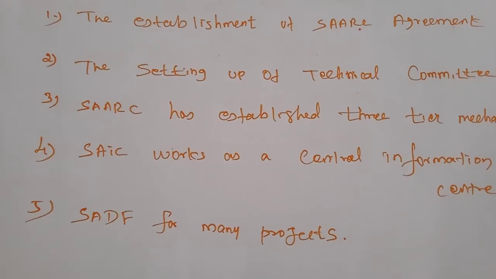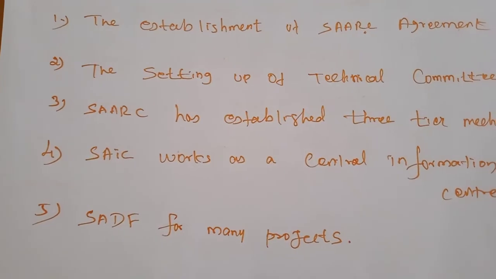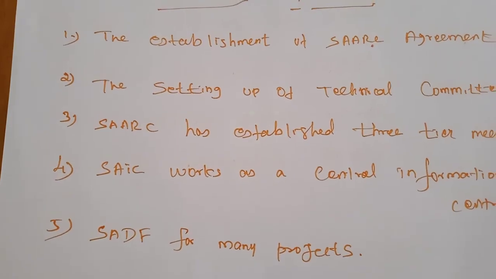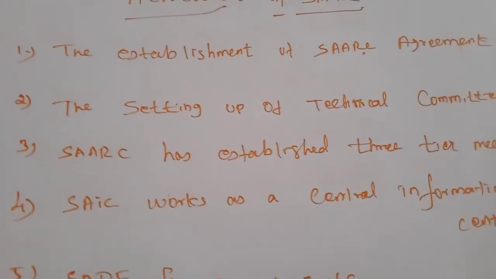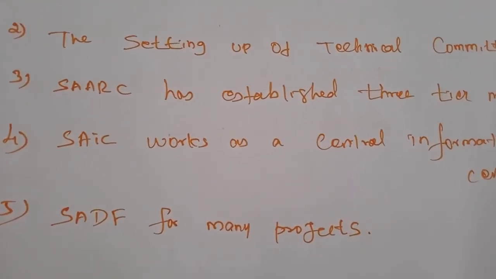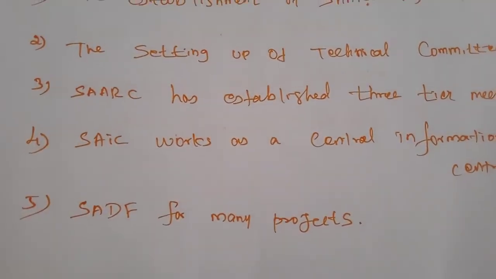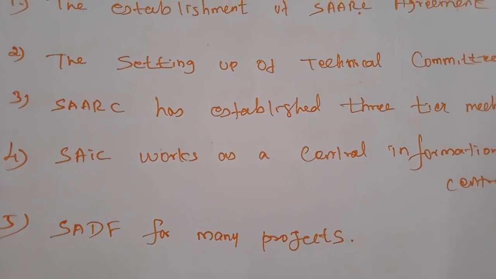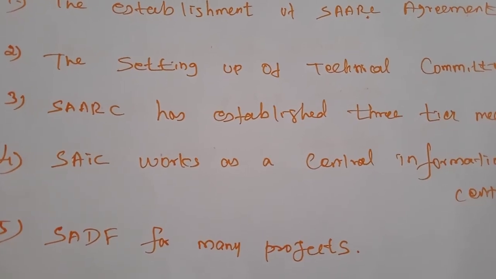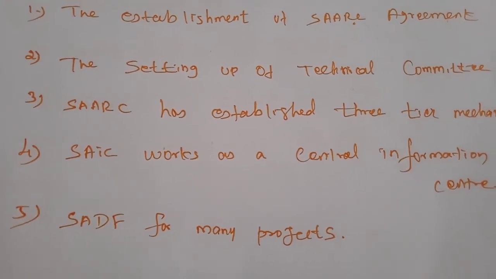Next, the SAARC Agricultural Information Centre, the SAIC. The SAIC, in 1988, began working as a central information institution for agriculture-related resources like fisheries, forestry, etc. So the SAARC organization also established another information centre, the SAARC Agricultural Information Centre. It started work in 1988 and provides information on agriculture-related resources like fisheries, forestry and some other fields.